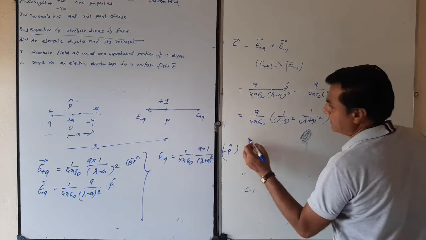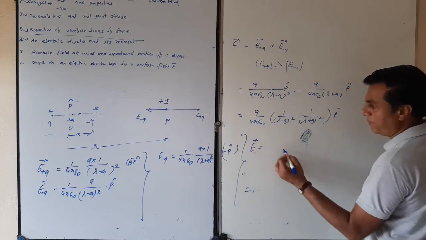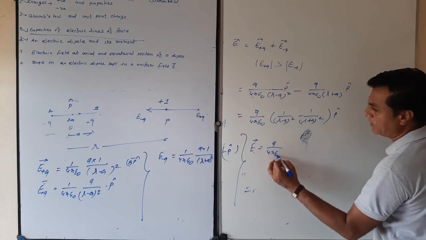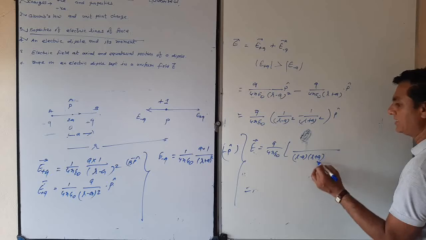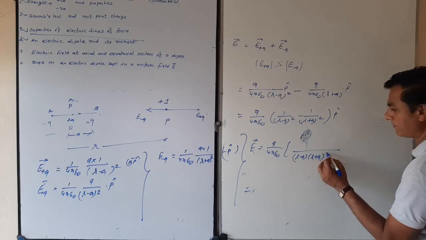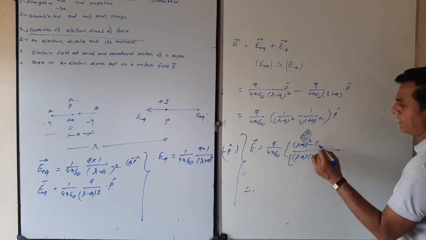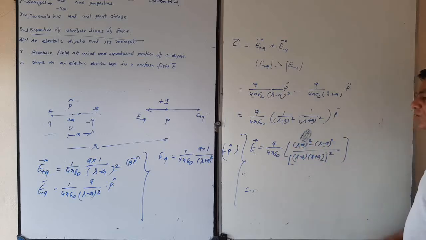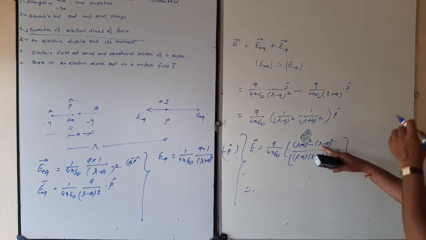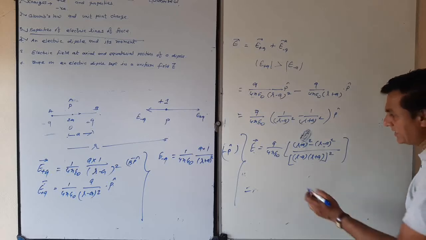If you solve it, you get E due to dipole as Q upon 4 pi epsilon 0, and taking the LCM of R minus A and R plus A whole square, the numerator is R plus A whole square minus R minus A whole square. You will expand these. You get R square plus A square plus 2RA, and R square plus A square minus 2RA. R square plus A square will be cancelled.